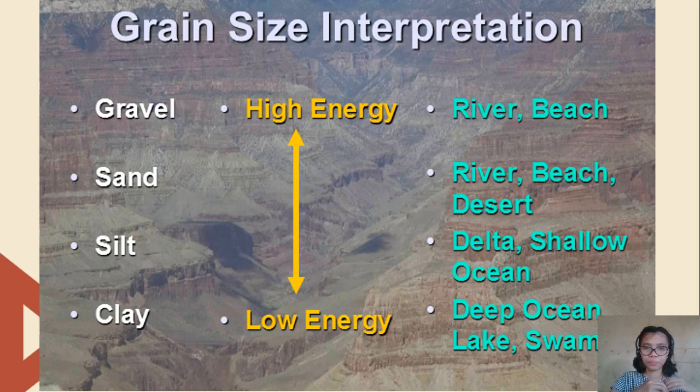So with flow velocity as the key underlying factor that controls transportation and deposition, this means that the bigger and larger the clast or sediments, the higher the energy needed to transport it.